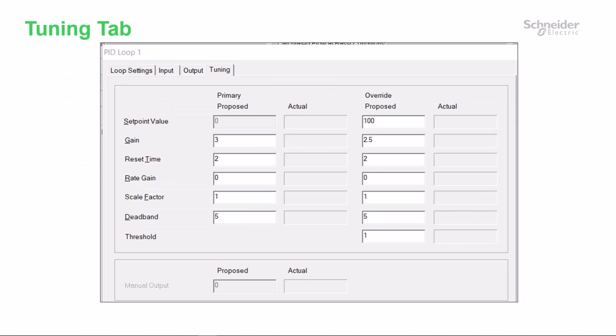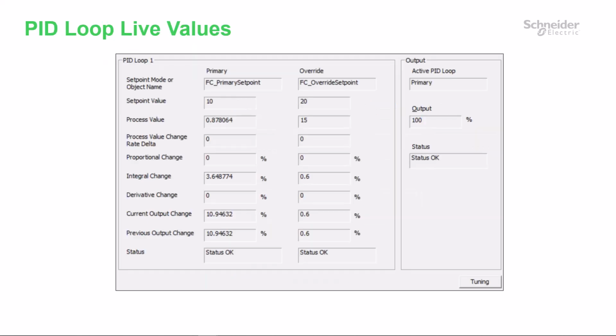The Tuning tab is where you'll adjust the gain, reset, and rate of the loop, including the override loop, if one has been configured. Deadband for each loop specifies the amount the process value needs to change before a new output calculation is done. Override threshold is used to help prevent premature selection of the override loop. And if you set the loop control mode to manual, you'll enter a new manual output value here before writing it to the loop. Once you've configured PID control in Realflo, you can monitor loop activity by selecting PID loop readings in the View menu.